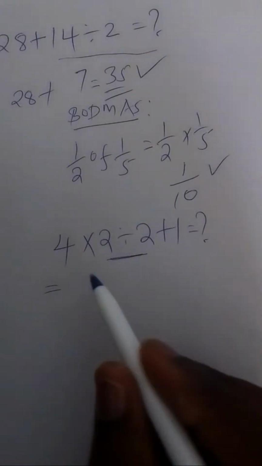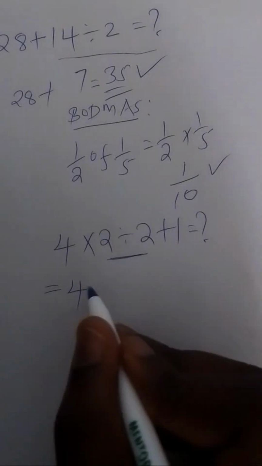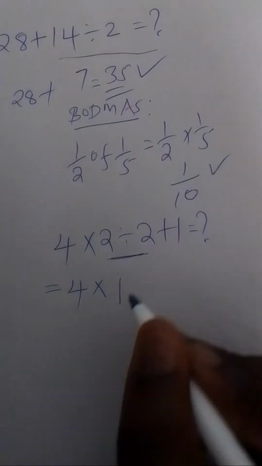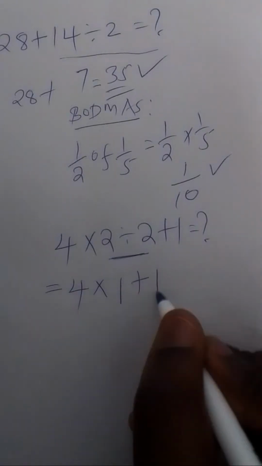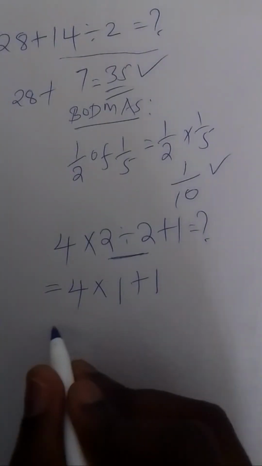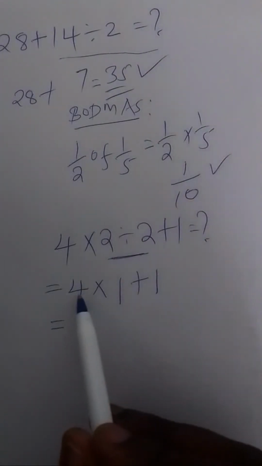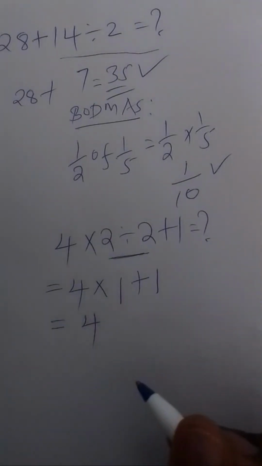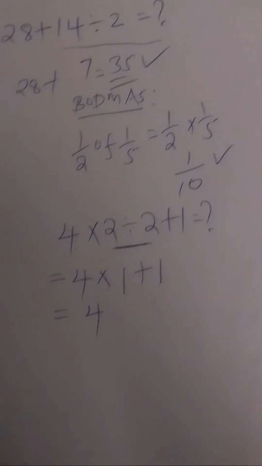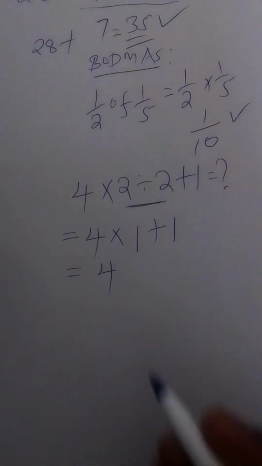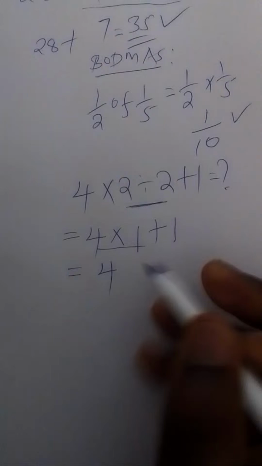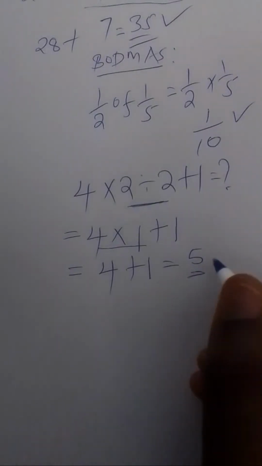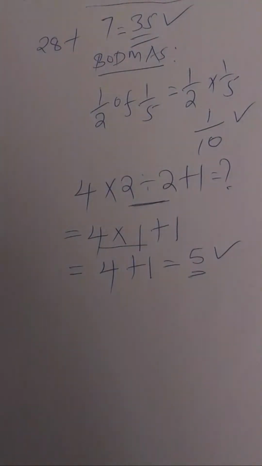So you're going to take 2 divided by 2, and 2 divided by 2 is 1, then now we are going to have 4 times 1 plus 1. Then 4 times 1 is 4. Then we add 1 there, and now our final answer shall be 5. So that is how it is worked out.